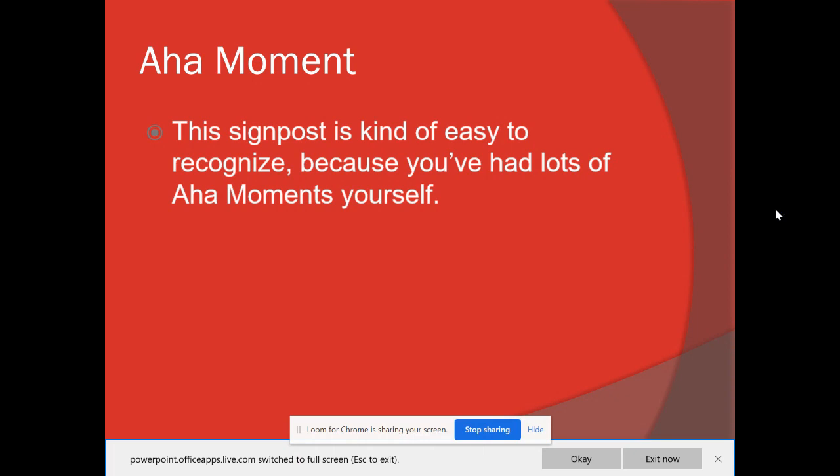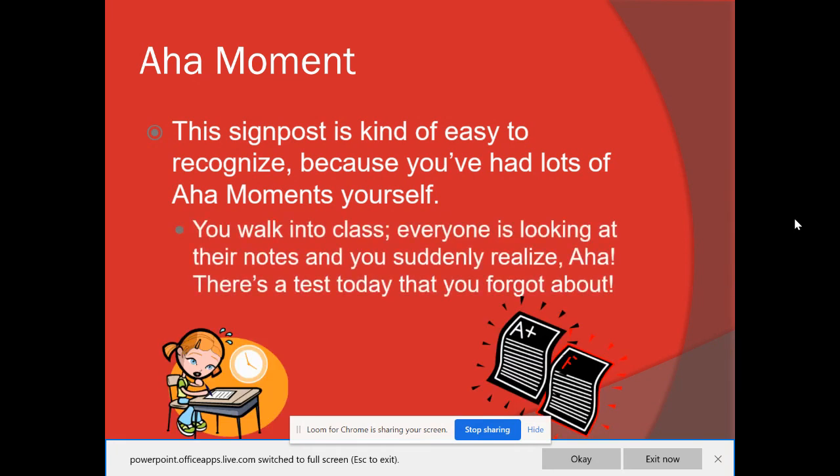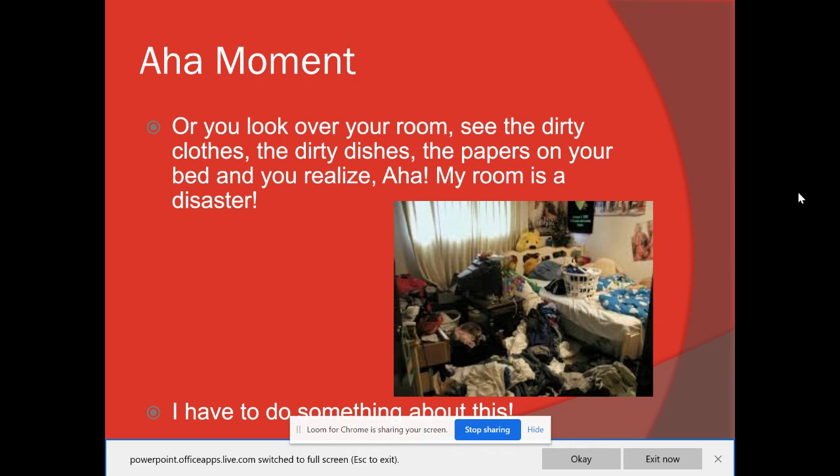This sign point is kind of easy to recognize because I'm sure that you've had some of these aha moments yourself. You walk into class and everyone's looking at their notes and you're like, holy moly, we have a test today and I totally forgot. That is an aha moment because you suddenly realize something. Okay?